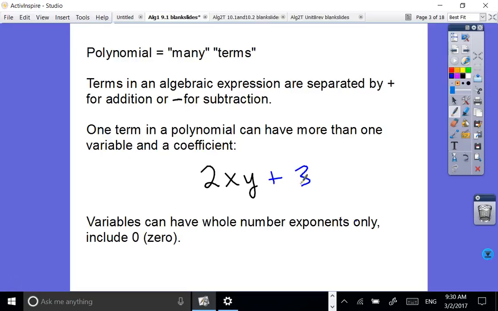Okay, so polynomials have terms separated by pluses and minuses. So that's 2 terms the way I wrote it. The number in front, vocabulary word, coefficient. That's what we say for the number in front.